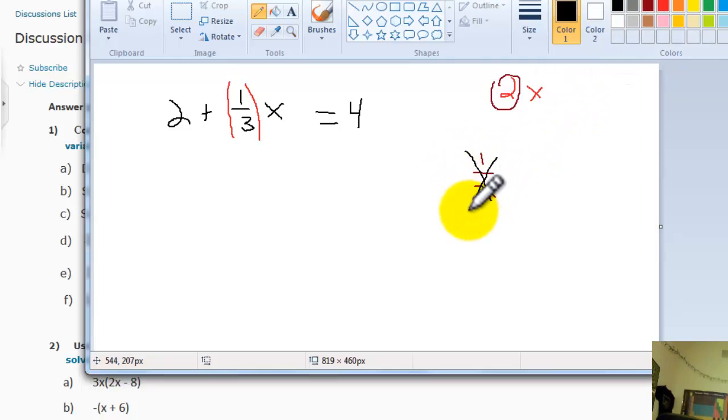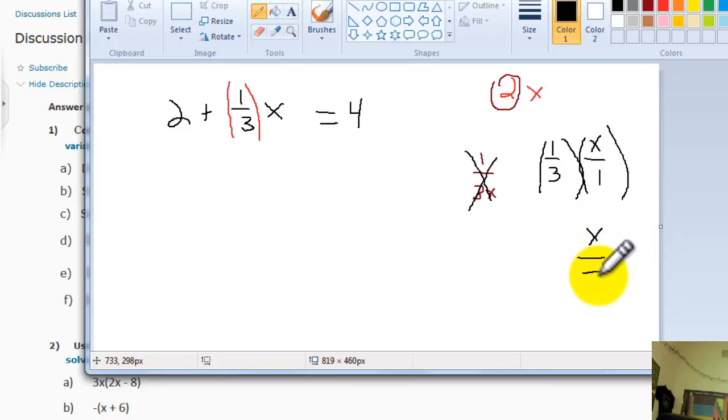That's incorrect. Another way to look at that is 1/3 times x over 1. That's what that is, which gives you x over 3. If you multiply 1 times x, 3 times 1, it's x over 3. X over 3, however, can be written as 1/3 times x.